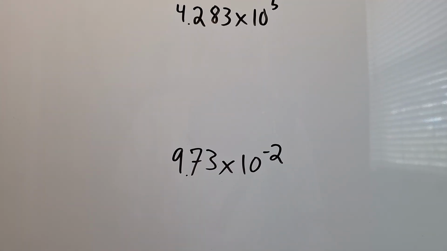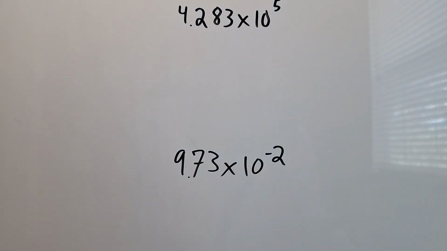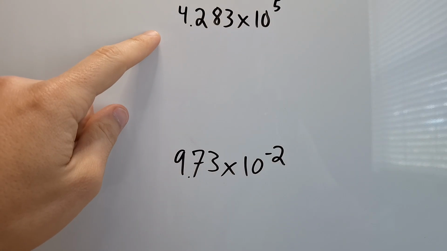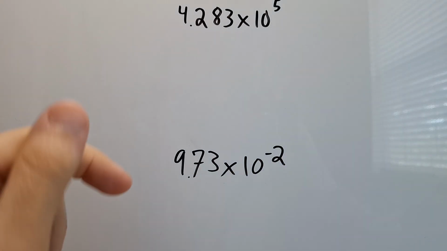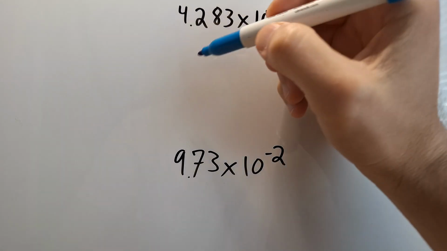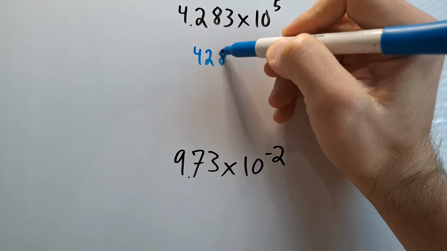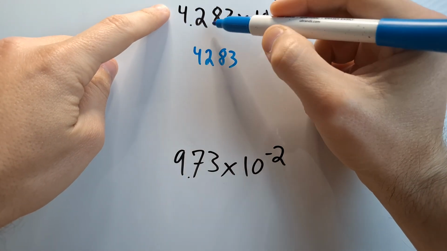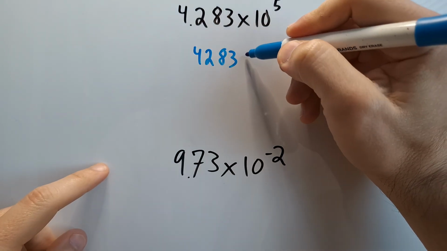So let's look at a couple of examples. This first one says 4.283 times 10 to the power of 5. So since the exponent is positive, we're going to make 4.283 larger by moving the decimal point 5 places to the right, and then we'll insert zeros as needed. First thing we do is write every single digit we see in the first number, 4283, and then we will just write a couple of zeros.